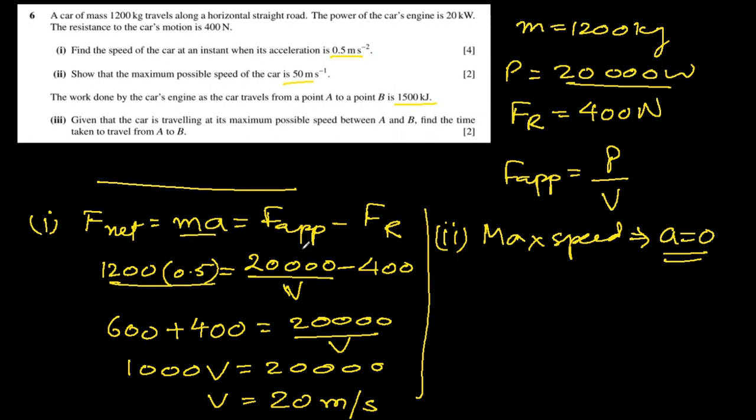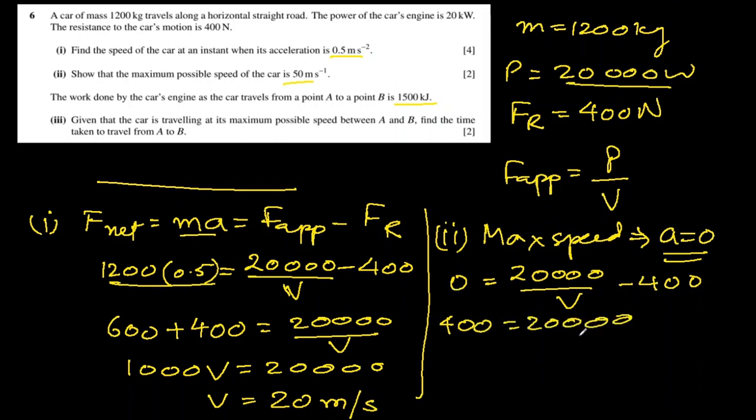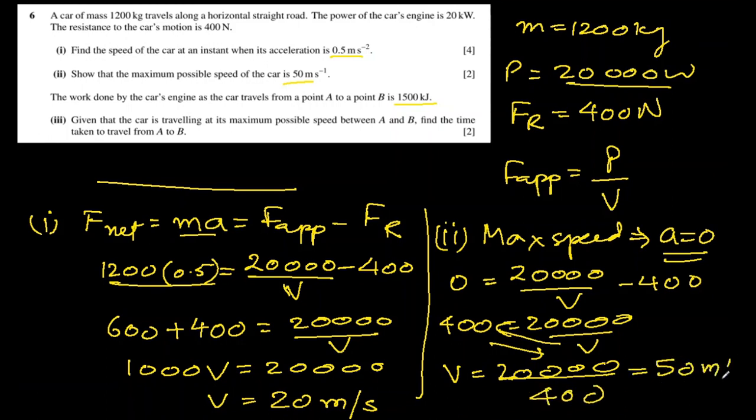So ma becomes zero, equals 20,000 over v minus 400. So now only 400 will come to the left side, equal to 20,000 over v, and v and 400 will interchange their places just like 1000 and v did here. So v equals 20,000 over 400, and that must be 50 meters per second. This is the maximum velocity when there is no acceleration for the system.